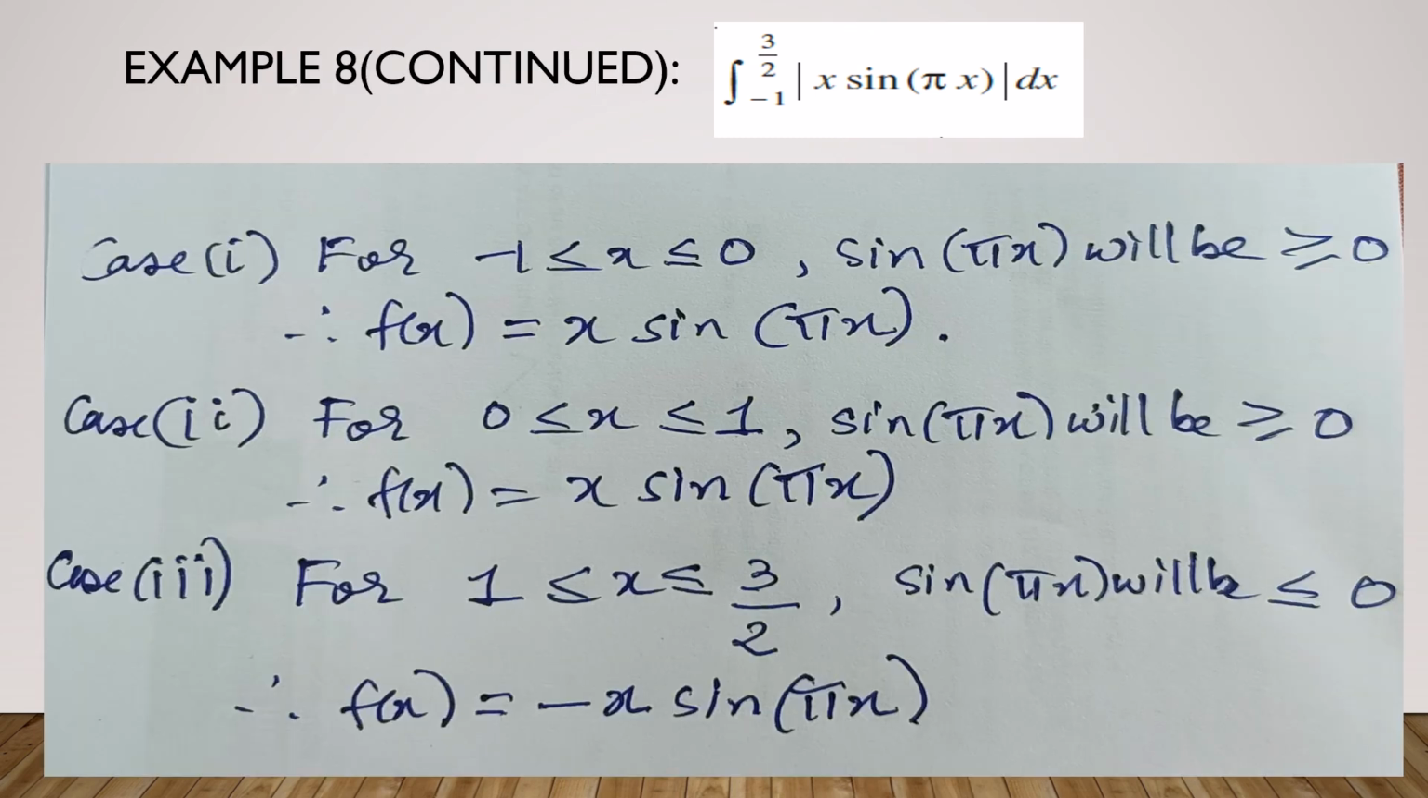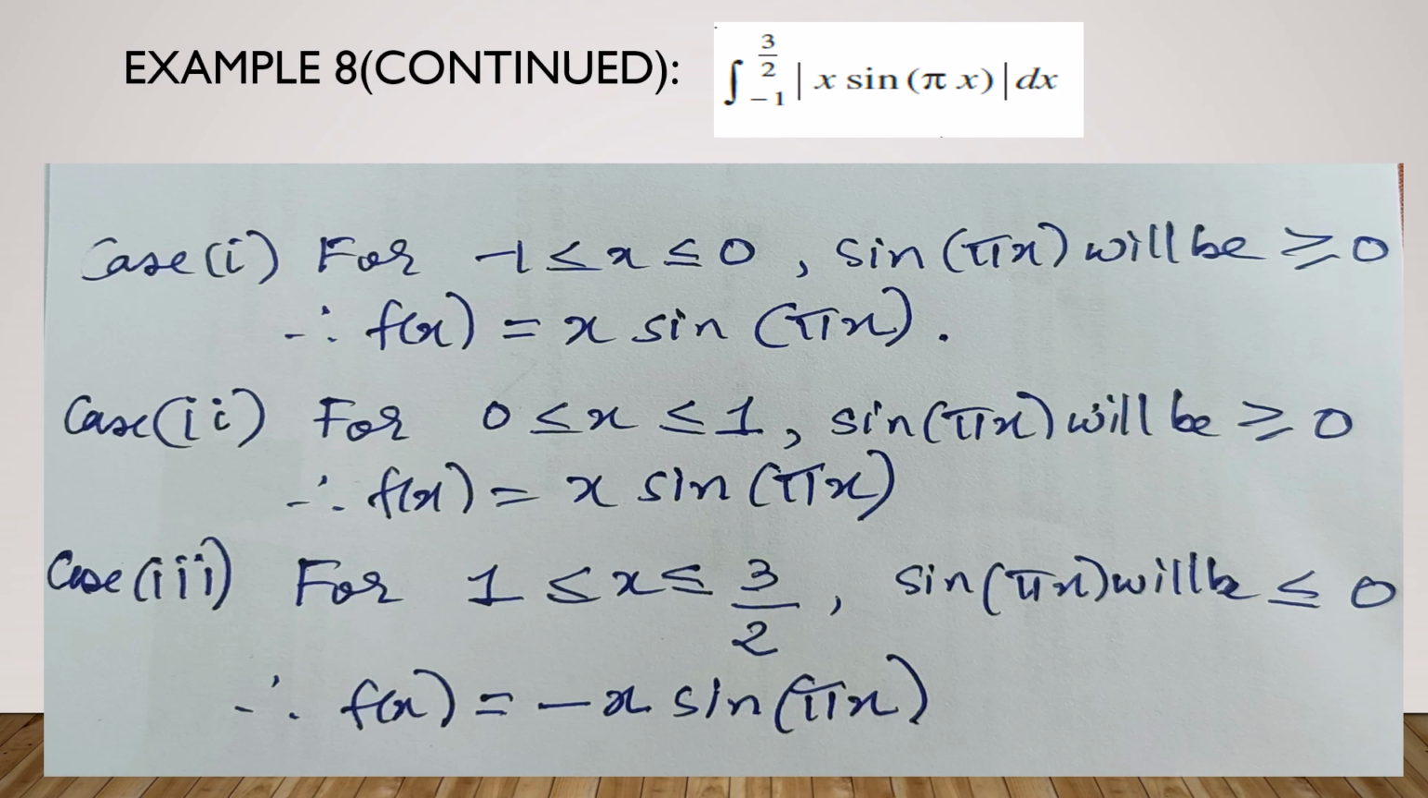I told you when a mod function is there, generally the function is defined in a different way for negative and positive values of x. Over here, the first case is when x is negative, that means x is between minus 1 and 0. In this case, sine pi x will be greater than or equal to 0. The reason is the values of sine will be in the first and second quadrant where sine is positive. So f(x) will be defined as x sine pi x.